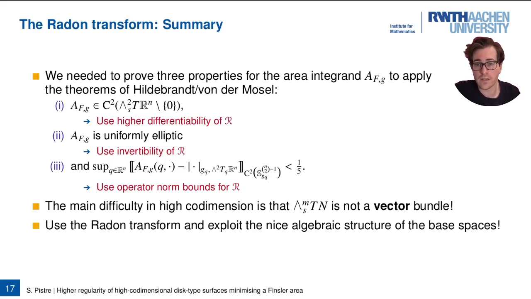And so again, this is my opinion. The main difficulty in high codimension is that this space here is not a vector bundle, and so you can't use this linear structure that you have in the codimension 1 case. And the benefit of the Radon transform, in my opinion, is that you can exploit all these nice algebraic structures which are quite rich and gives you a big toolbox.